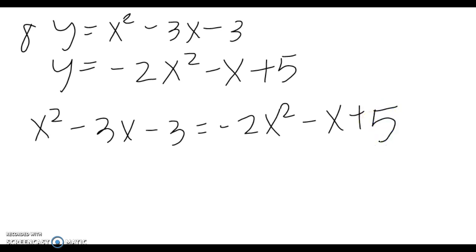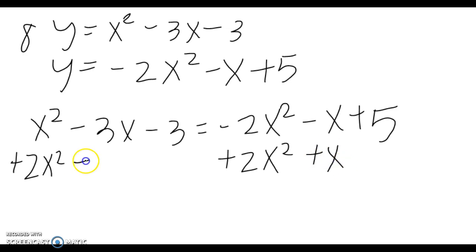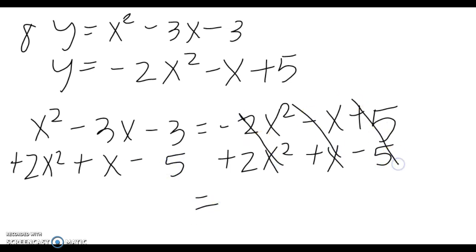I need to bring everything over to one side of my equation. So I'm going to move everything over to the left. So to move the negative 2x squared, I have to add 2x squared. To move a negative x, I add. And to move a positive 5, I subtract. On the right, everything cancels, leaving me with 0.